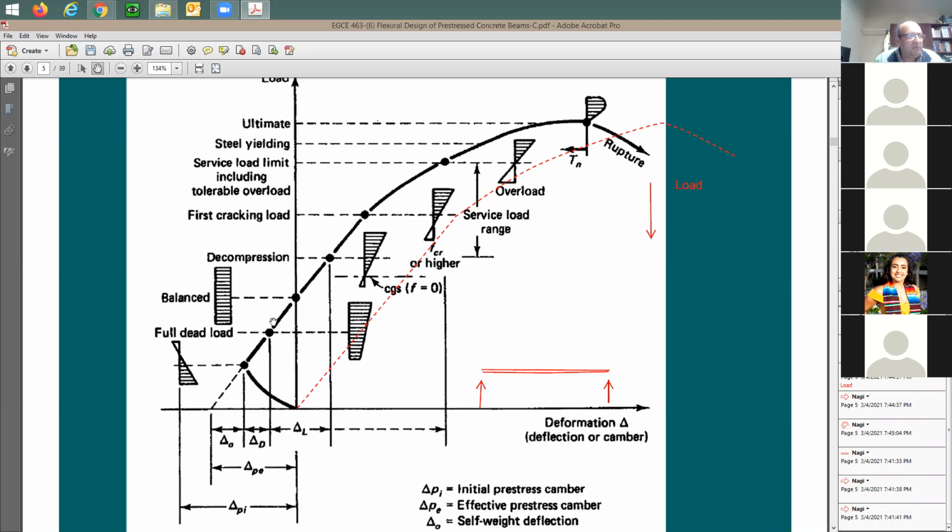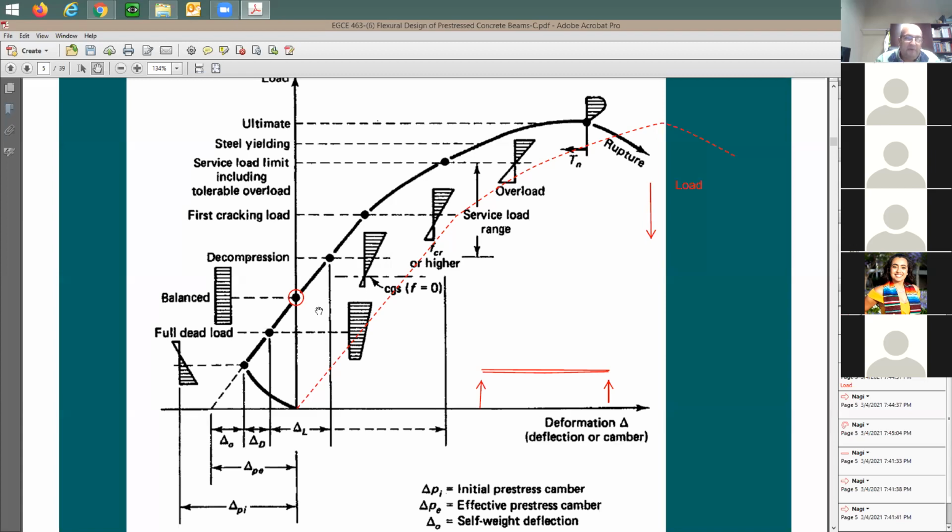Did we study this before? Did we talk about it, this balanced point? Yes or no? Any question on the balanced point? Yeah, we went over it, didn't we? Yeah, I guess. I just want to be sure that you guys are following me.